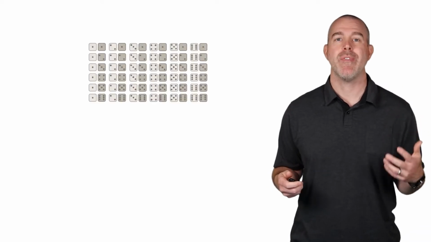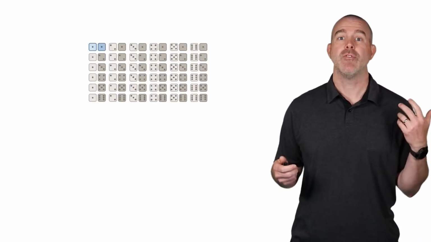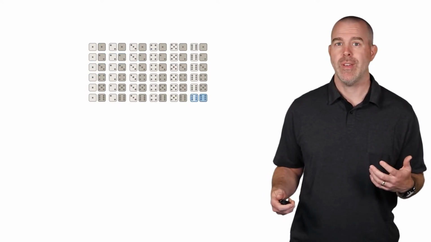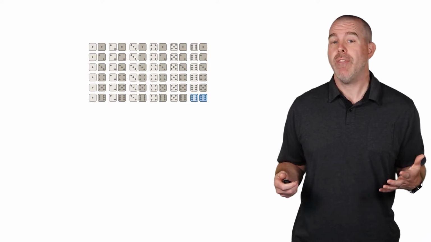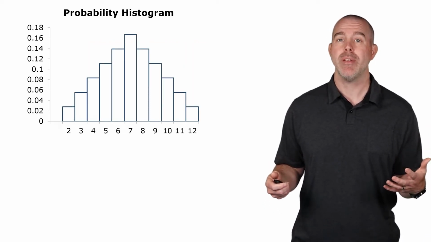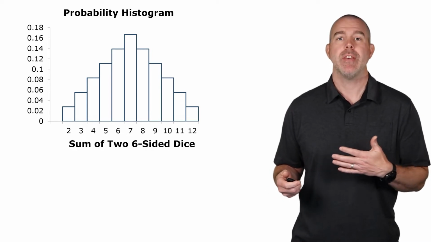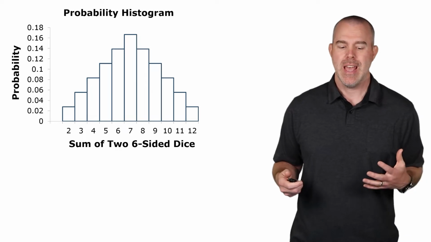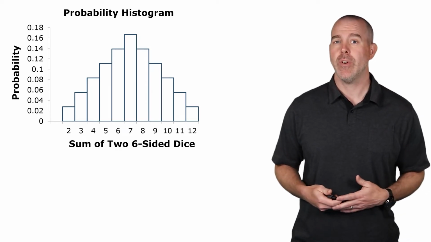Remember the dice example where we threw 2 dice and we found the sum? We could have 2, 3, 4, etc. down to 12. If you make a graph of those probabilities, it looks something like this. It's actually called a probability histogram, where you have the sum of the two dice as your horizontal axis, and then the probability is the vertical axis.